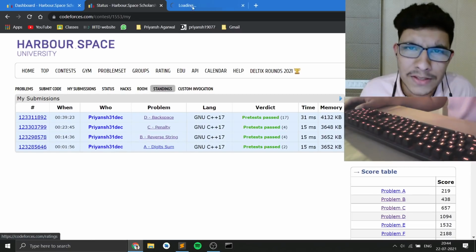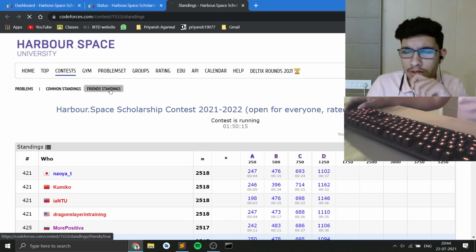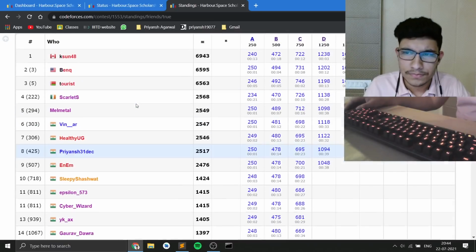Okay, cool. So this was actually a very nice problem. Just noticing that if you press the backspace, you have to remove 2 characters. This was pretty cool.